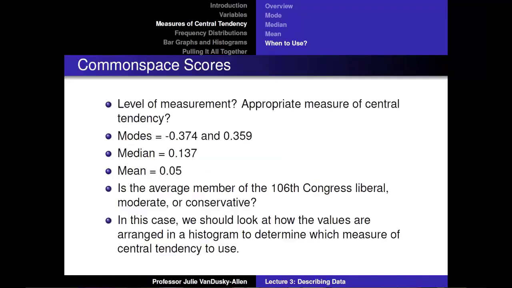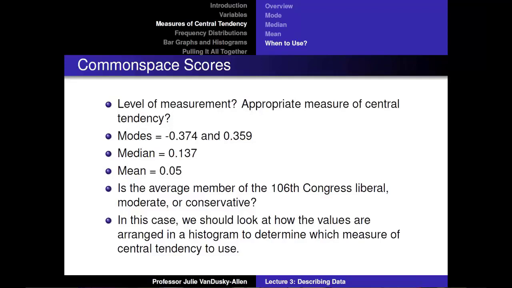Back to the Commonspace scores example. Recall that Commonspace scores are ordered and continuous. They do not have a true zero, so Commonspace scores are interval level. Hence, we can use the mode, median, or mean to describe this variable. However, the mode, median, and mean tell us different things about the typical value of the variable.